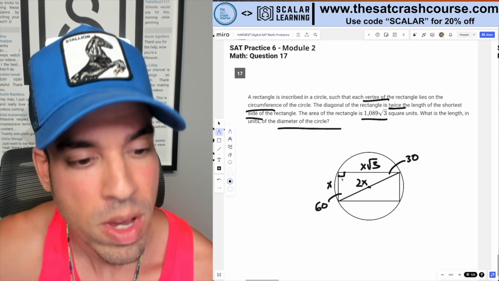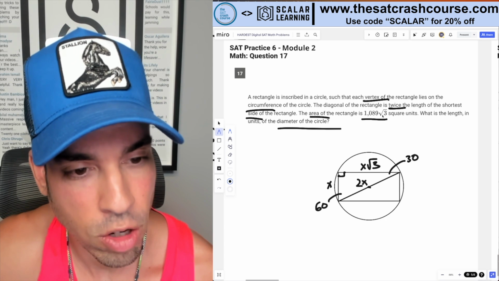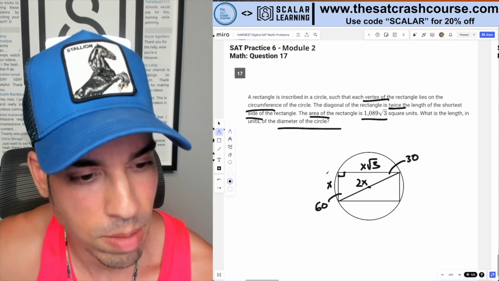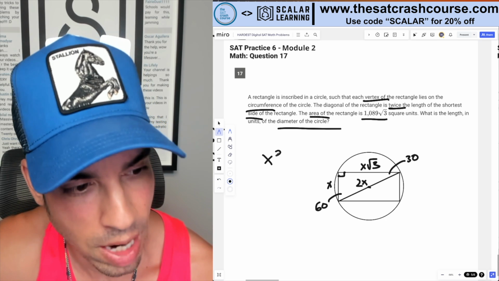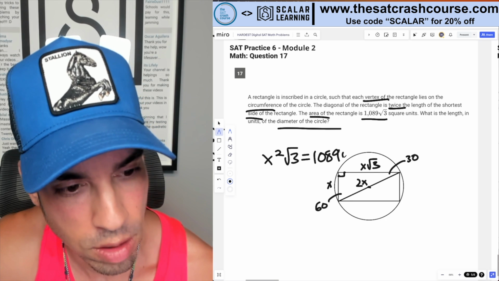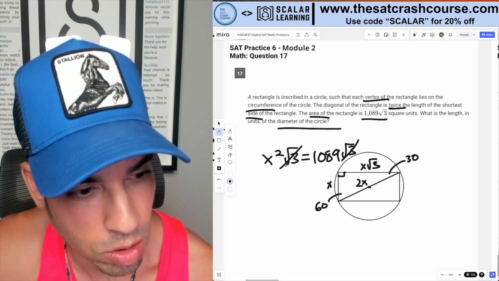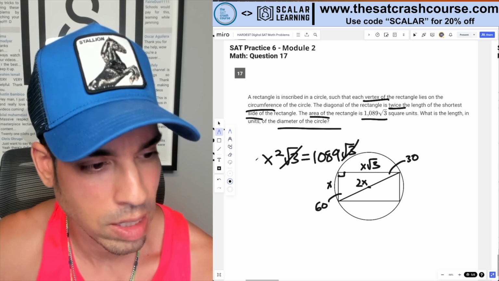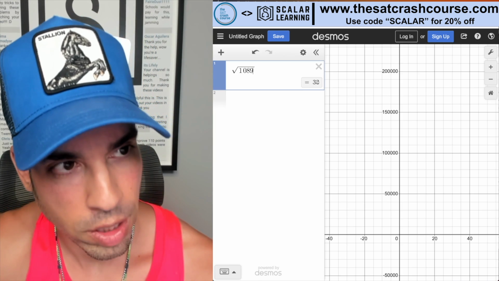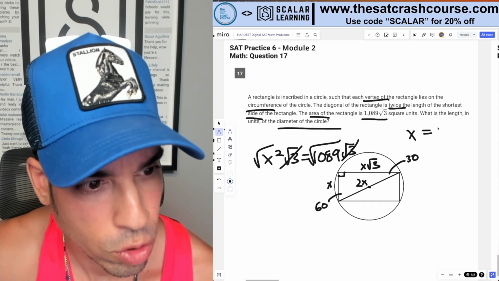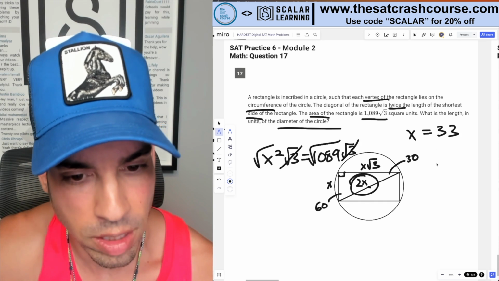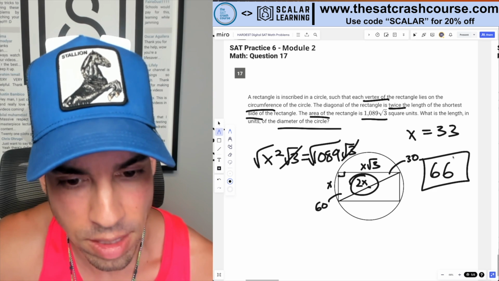So this tells us a lot because now since we know the area of the rectangle is this, and this is one side, this is the other side of the rectangle, it means that x times x rad 3, meaning x squared rad 3, is equal to 1089 rad 3. Divide both sides by rad 3, kill that. X squared equals 1089, which means x is equal to the square root of 1089, which is 33. So x is equal to 33. Now, since the diameter is 2 times x, the diameter is therefore 66, and that is how you do it.